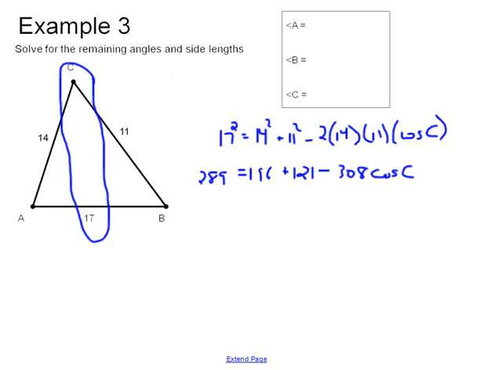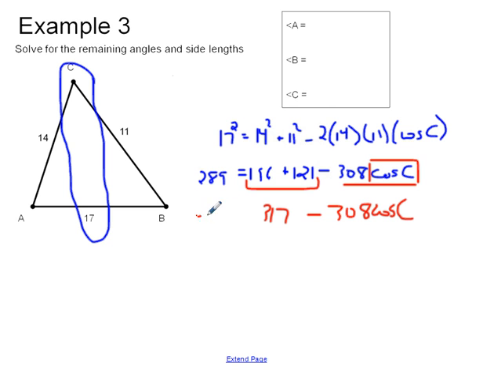Now one thing where people will make a lot of mistakes with this is that when they start working on the right hand side of the equation, they don't realize that they can only combine those two that I've marked in red, because this has a variable attached to it, so it has to be done separately. So to solve this, I'm going to take 196 plus 121, and that comes out to be 317 minus 308 cosine of C.